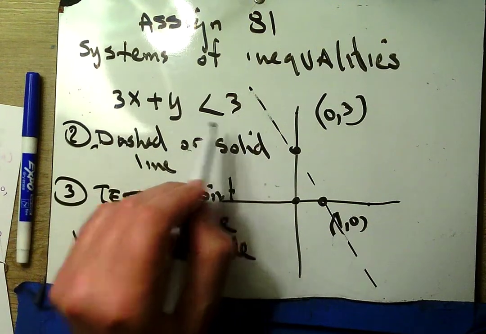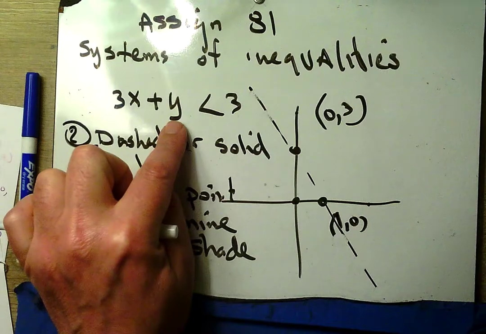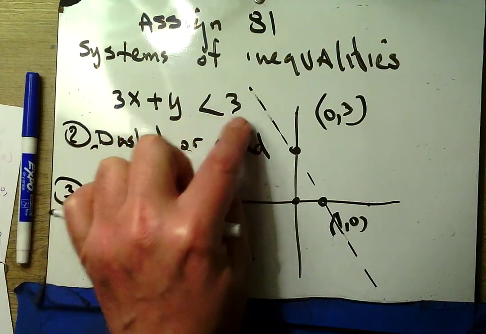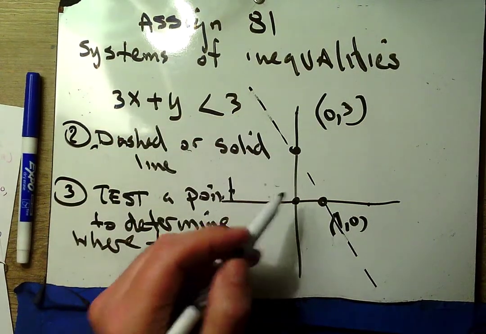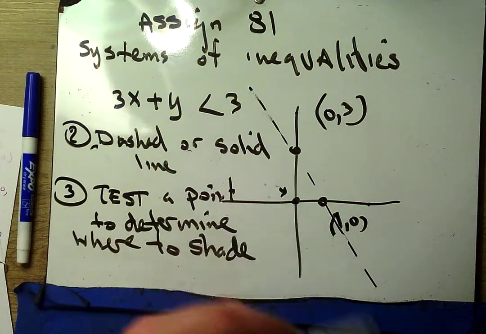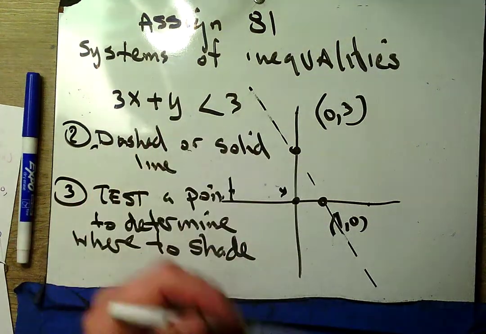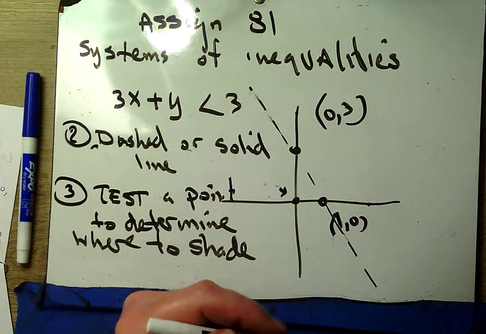And again, we're plugging it into the inequality. I plug a 0 in here and a 0 in here, and I get 0 is less than 3. Is that true? Why, yes. And since this point was true, that means that every one of the infinite number of points on that side of the line will be true.